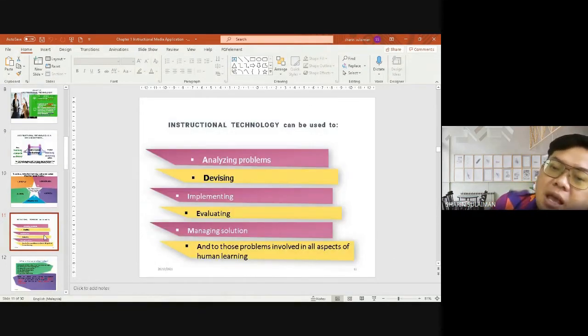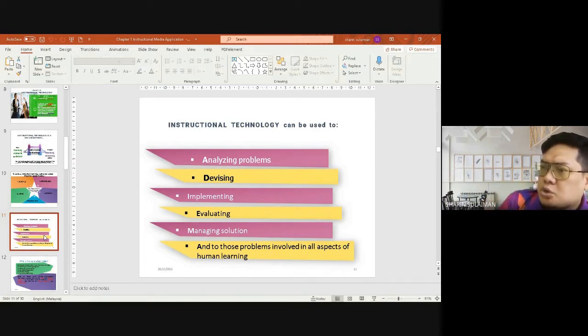Okay, next, instructional technology can be used to first analyze the problem. So this is the function of instructional technology. Specifically, it can be used to analyze the problem. For example, you want to study the reason why most of your students are really weak, or lack interest in certain subjects. So you analyze the problem. What is actually happening to the students? So with technology, you can use it to test, or to study more about the learning problems of the students.